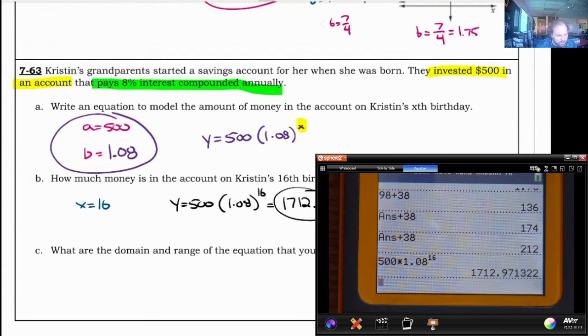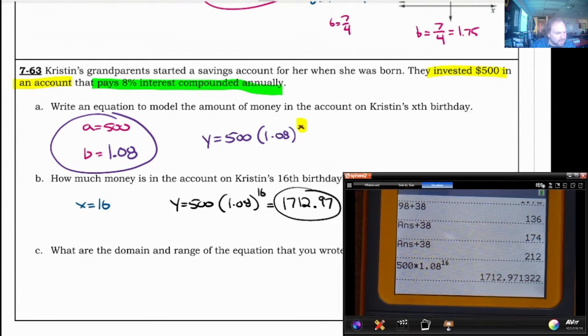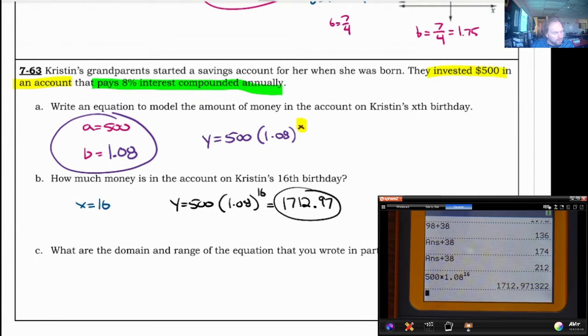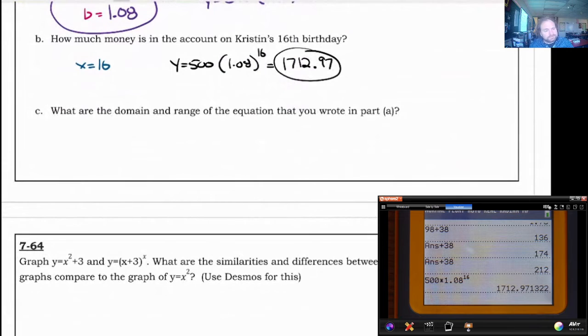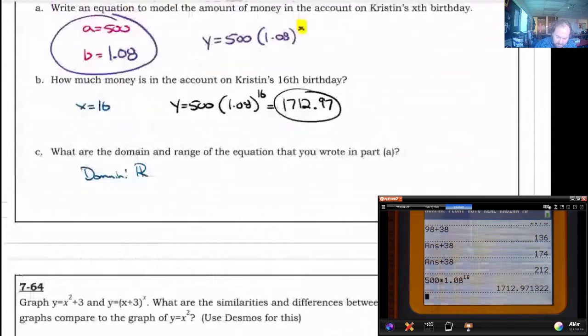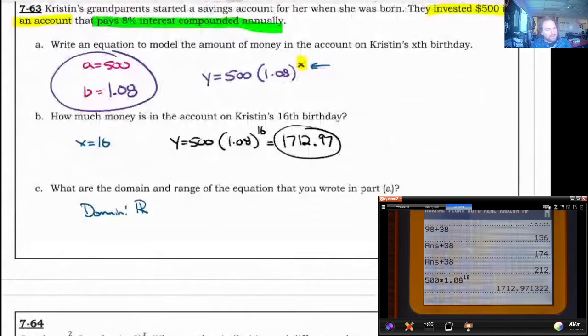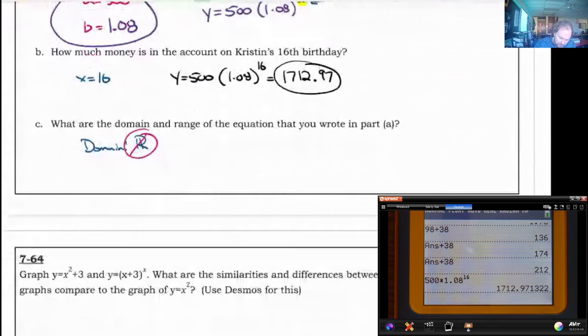1,712.97, I think is what I'm looking for as the answer there. And then for this final question, question C, what are the domain and range of the equation that you wrote in part A? Well, technically the domain is all real numbers, because you can plug any number in for this x right there. That's what we're asking: what could x potentially be? x could be anything. There's nothing that stops it from being a problem. Although, the more I think about this, I don't think this is correct. I think the domain is positive numbers.